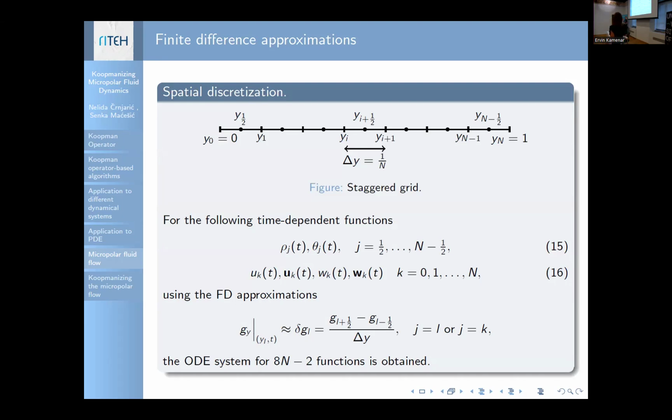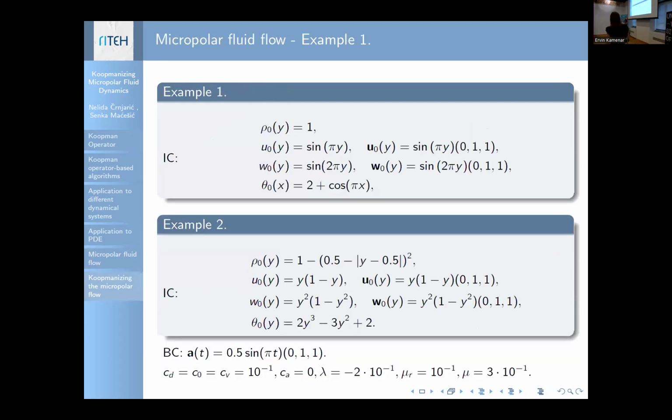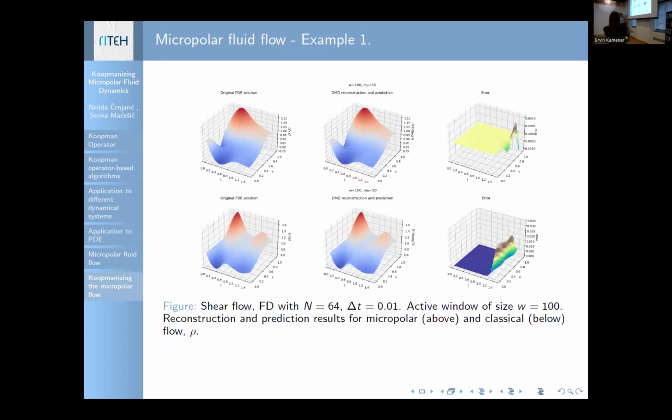We discretized this by a staggered grid, since we obtain numerics that are stable and accurate. We have some proof that actually the numerics converges. And we consider two test examples. The results are similar, so I will just comment on the first one.